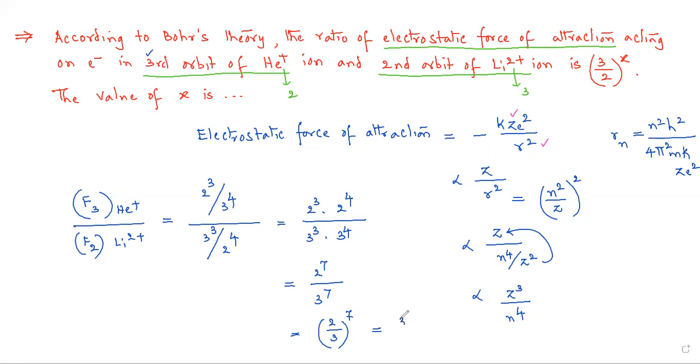Or this can be written as 3 by 2 to the power minus 7, because they have asked it in terms of 3 by 2 to the power x. Now what is x here? It is clearly visible. So therefore x is equal to minus 7. This way you have to solve things.